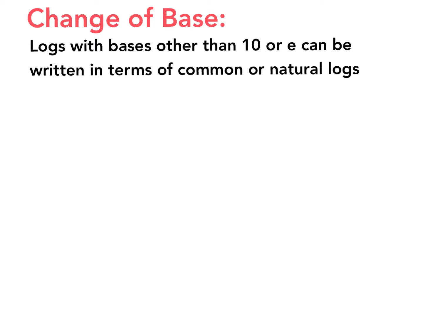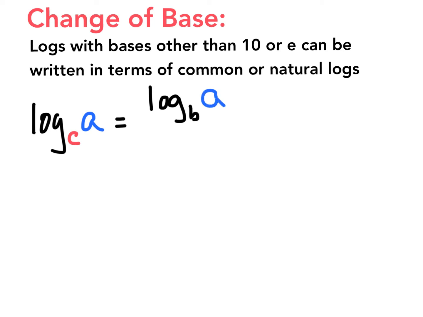With change of base, it lets logs with bases other than 10 or e be written in terms of common or natural logs, which are base 10 and e. Here's the formal definition. Log base c of a can be rewritten as the log, now we're going to form a new base b, of a all over log of c with the same base b. So by this definition, this is always true.